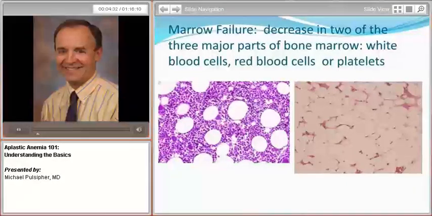As you can see on the right side of this slide, this is a patient with aplastic anemia, where you see only the fat cells and very, very few cells. This shows very clearly that there are really no cells within the bone marrow that are making the major constituents of bone marrow.